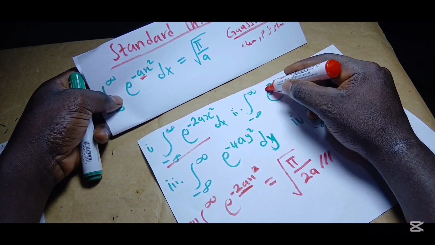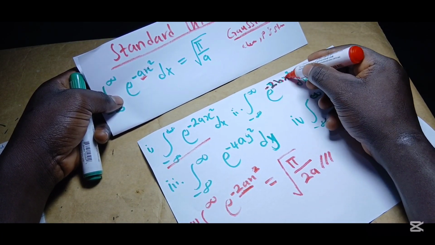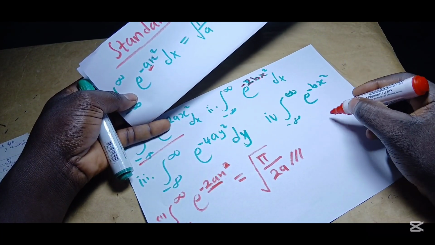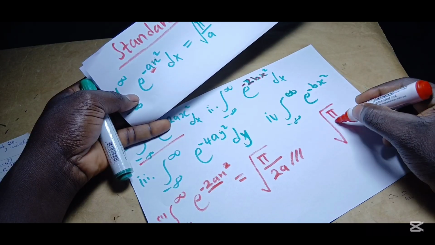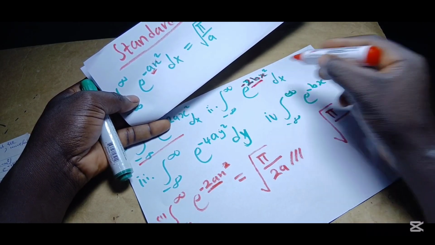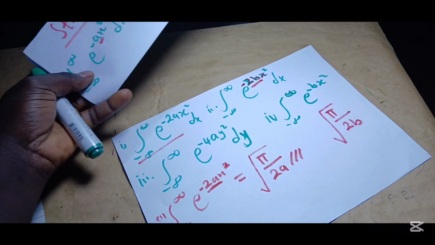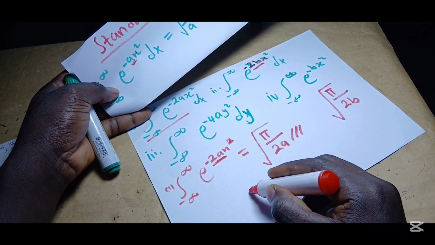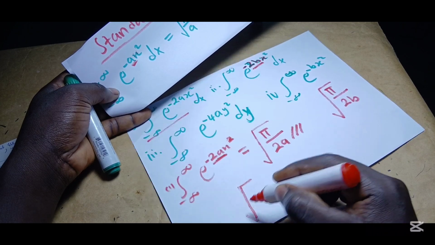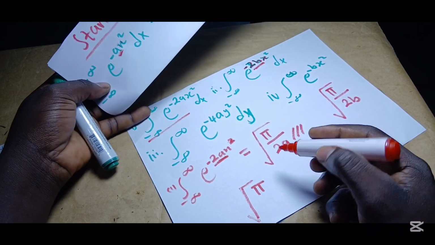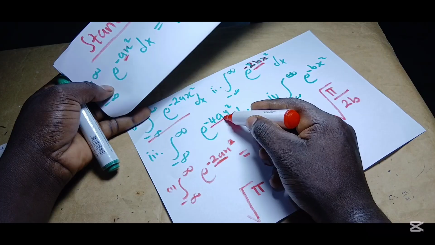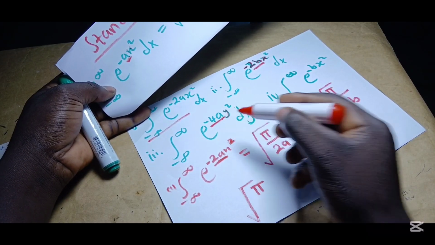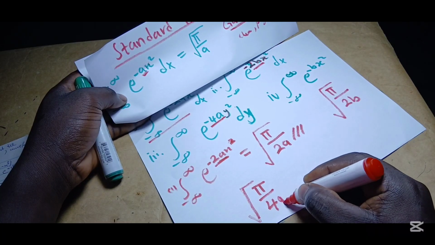And for II, we have minus 2b x squared. So to evaluate that, we just have to take square root of pi over the coefficient of x squared here, which is 2b. And the same thing to do for III. You have to take square root of pi, and then our a here is the coefficient of the independent variable squared. So the coefficient is 4a, giving us 4a.